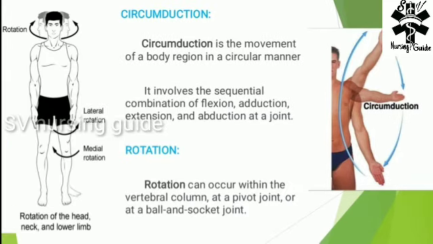Next, rotation. Rotation can occur within the vertebral column at a pivot joint or at a ball and socket joint. We know already what is a pivot joint and a ball and socket joint. That is rotation.